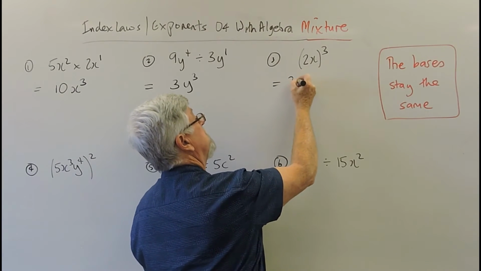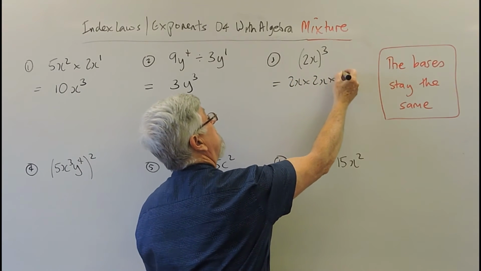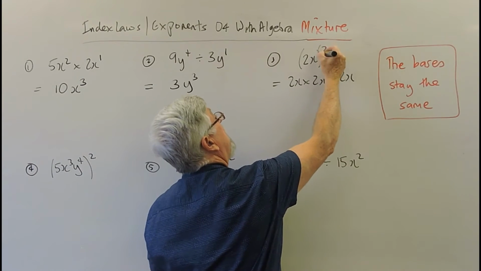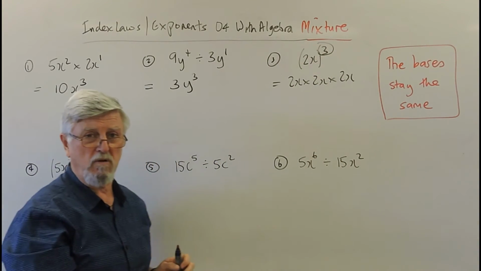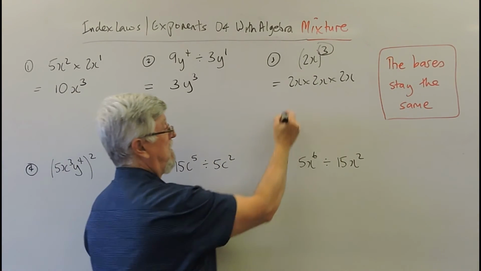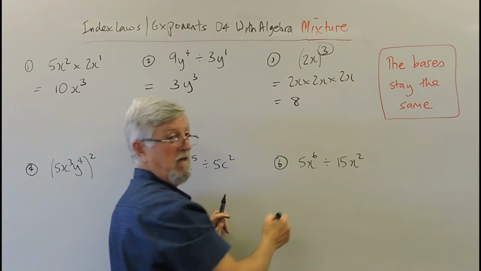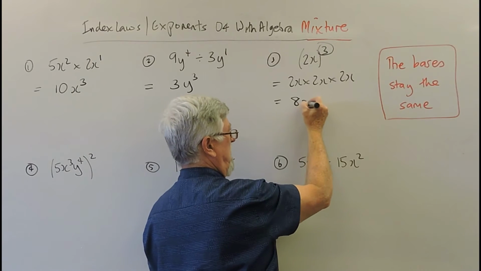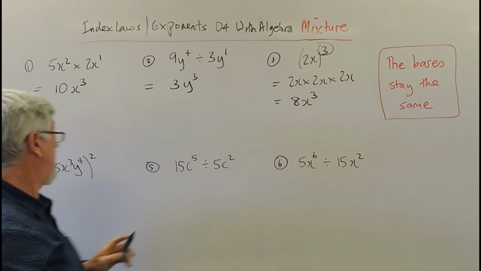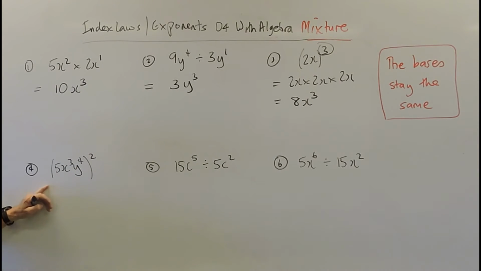Next one, a little bit different. I'm going to write it out this time. So 2x by 2x by 2x. That 3 means write it out 3 times, multiply it by itself. So I've got a 2 by 2 by 2, normal numbers, is just an 8, and an x times an x times an x is an x cubed.